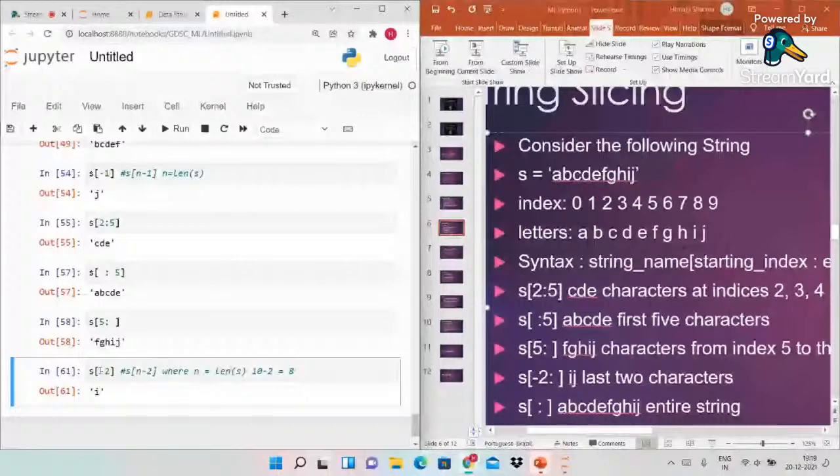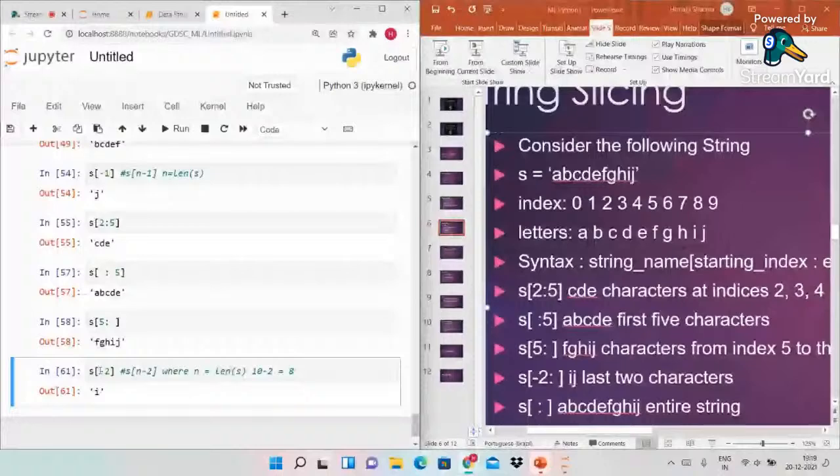How did you understand? Okay, so that is what is happening. It will take S of minus 9, which is equivalent to 10 minus 9, which is the first index. And minus 2 is equivalent to 8, as we mentioned, 10 minus 2, which is equivalent to 8. So this line of code is equivalent to this line of code.